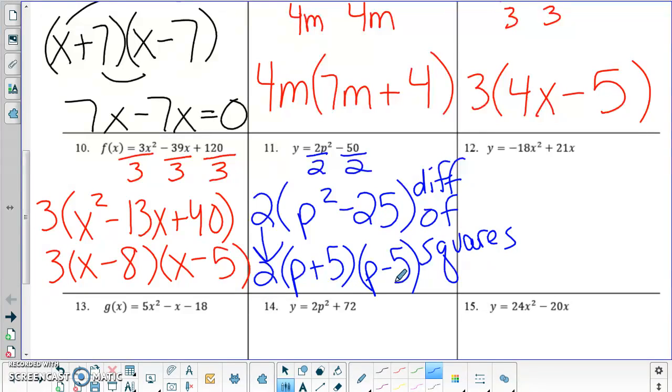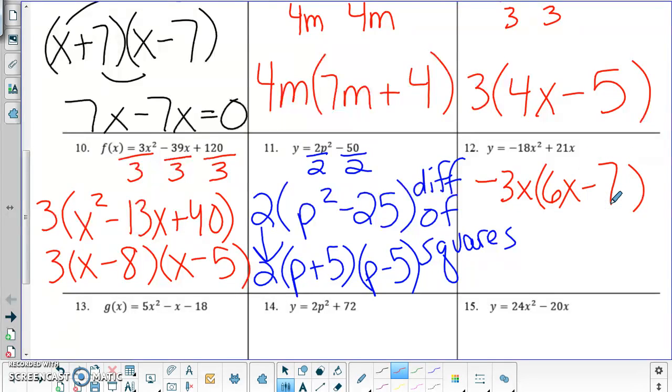Number 12, remember whenever you have a negative in the front, you want to take that out first. And the GCF is 3x. Okay, because I know negative 18 divided by negative 3 makes 6. And then I have x squared divided by x leaves me with 1x. And then 21x divided by negative 3x makes negative 7.